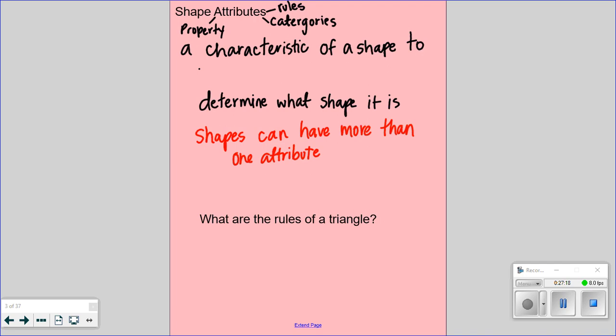Go ahead and write that question. What are the rules of a triangle? What are the rules of a triangle? Are you writing it down? Julia, make sure you're writing on the lines, please.